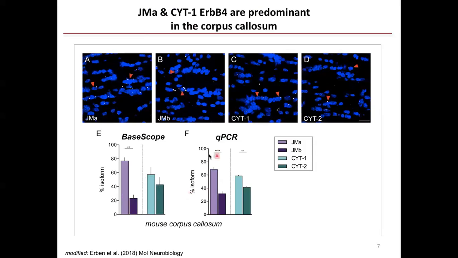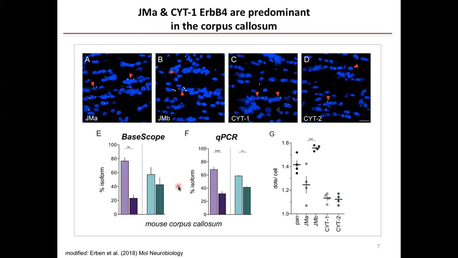Both approaches again gave extremely similar results regarding high levels of JMa and CYT-1 transcripts in this area. That supports the fact that when quantified properly, and that will be discussed in the next section, BaseScope is a valid method to quantify relative levels of distinct RNA variants.